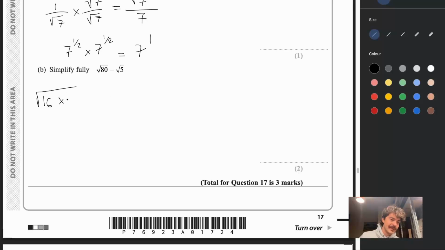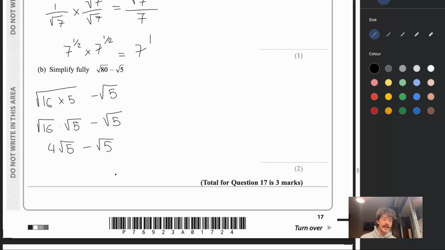16 also happens to be a square number, which is perfect. So you'll notice we've got this scenario now. A very interesting property is that you can separate out root 16 multiplied by root 5. Take away the root 5 here. And of course, root 16 gives 4. So we're left with 4 root 5, take away root 5.